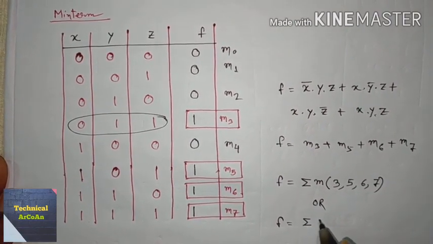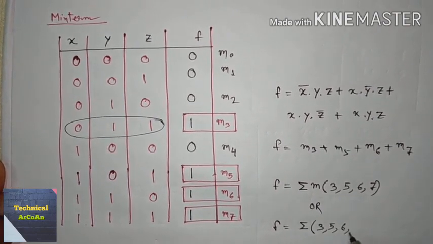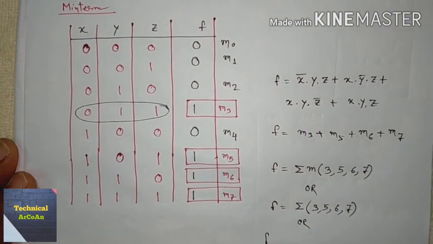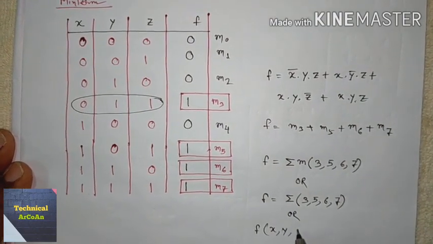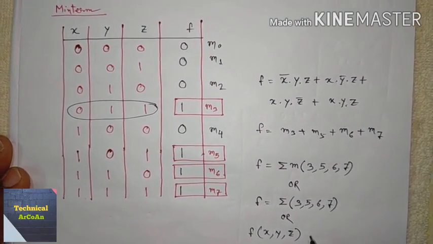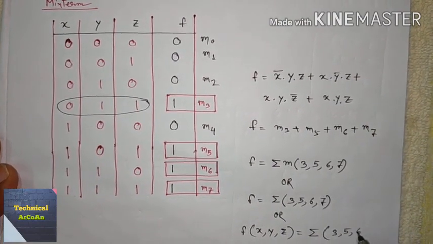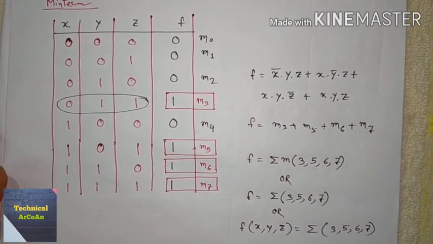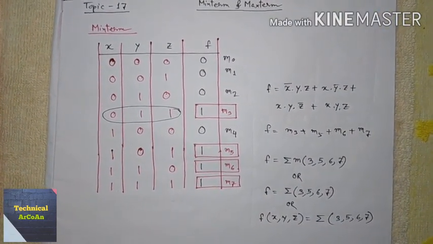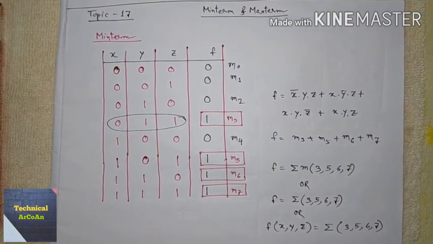Or we can also write it this way: f equal to summation, don't need to write this small m, just write the position value. Any one you can write. This is concerned with 3 variables, that's why I have written function x, y, z equal to summation 3, 5, 6, 7 for this example. Okay, in one equation we represented the function as a sum of the respective min terms.